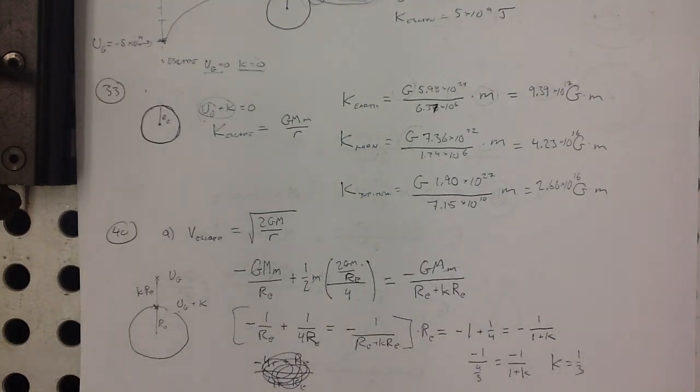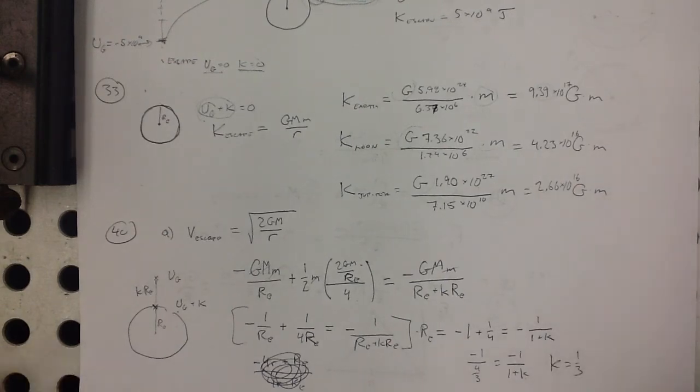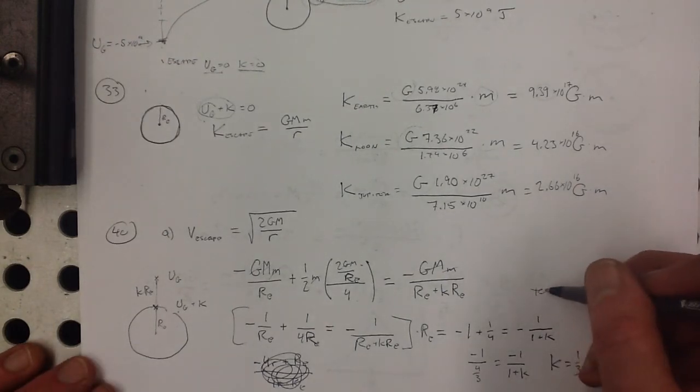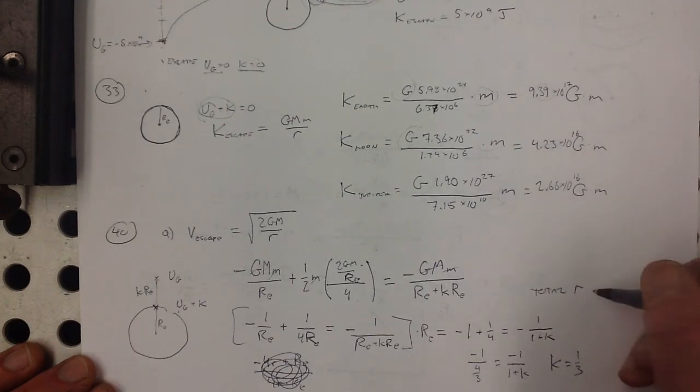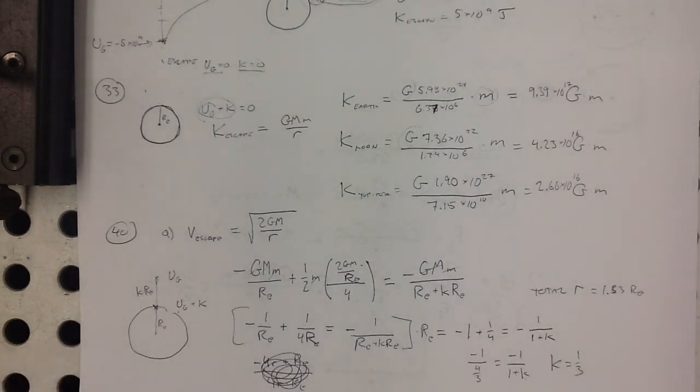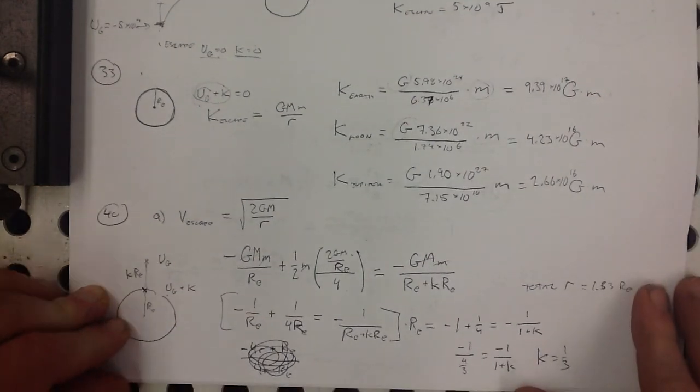So if K is 1/3, then what did the question ask? Its initial speed. What multiple of Earth's radius gives the radial distance of the projectile? So the total radial distance would be 1 1/3 times the radius of the Earth. So the total radial distance would be equal to 1.33 times the radius of the Earth. All right, that's for A.